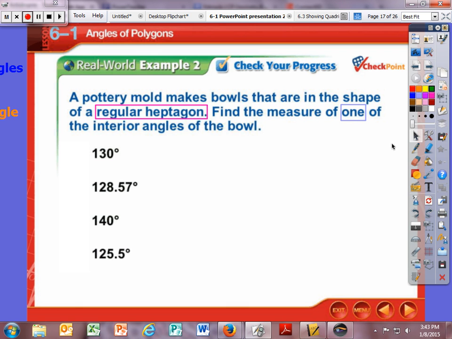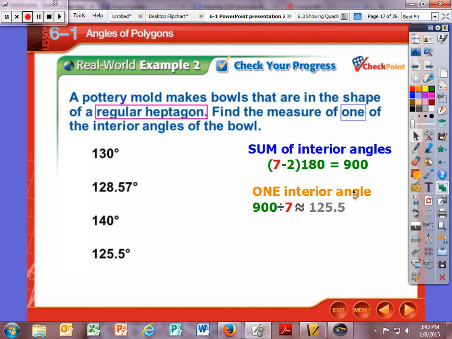All right, now that you're ready, notice we're working with a regular heptagon. Heptagon meaning we have 7 sides. So the first thing we need to do is come up with the sum of the interior angles. So 7 minus 2 times 180, that's a total of 900 degrees. From there, we want 1, so don't forget, we're going to divide. Take your sum, 900, divide by the total number of angles, and you will get approximately 125.5 degrees.